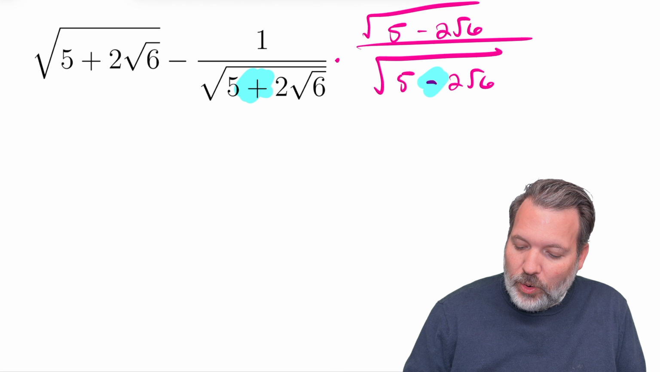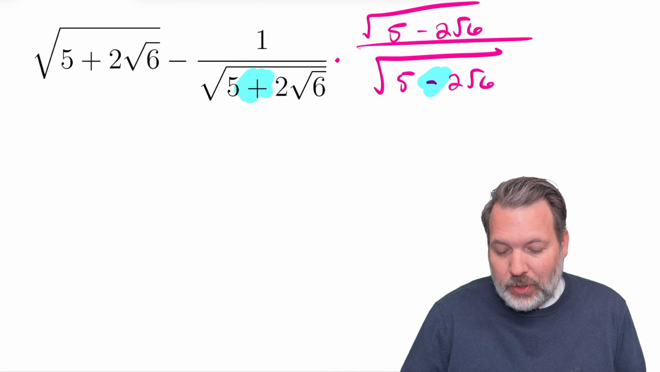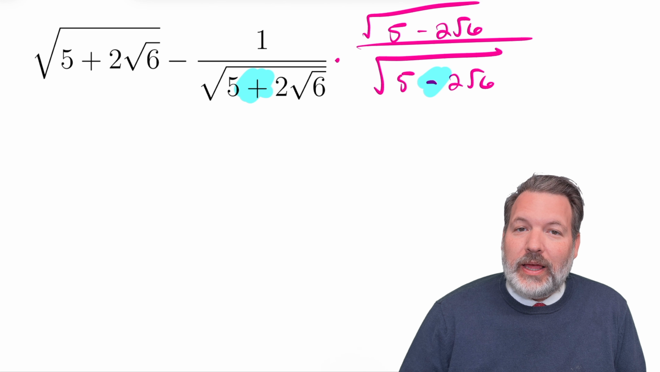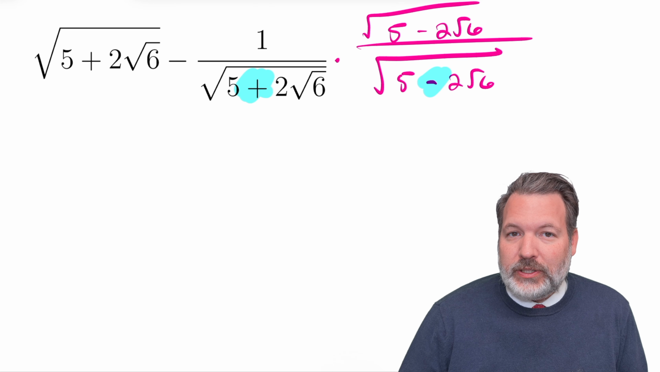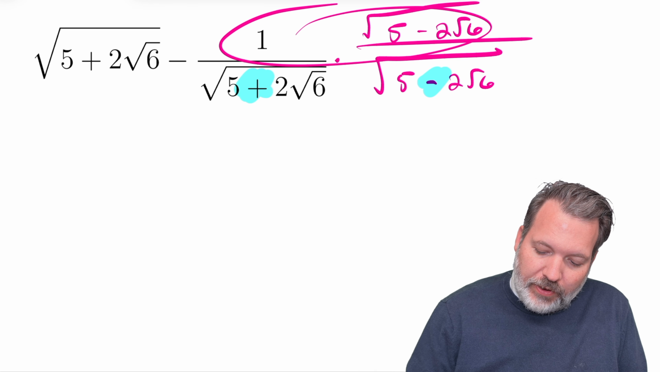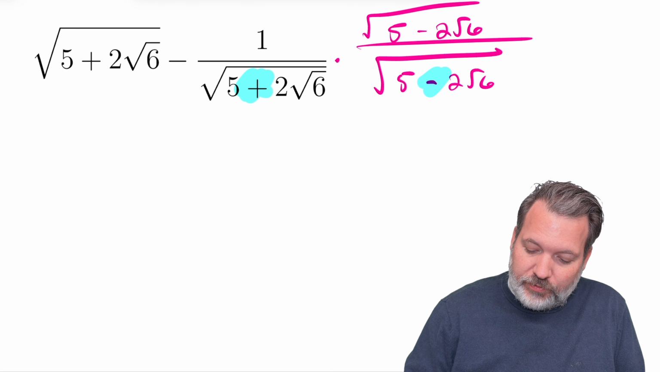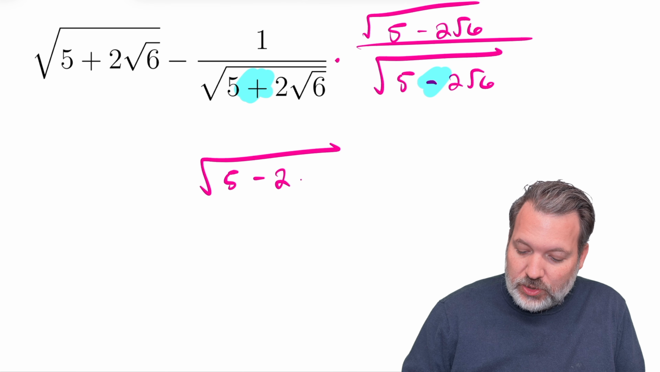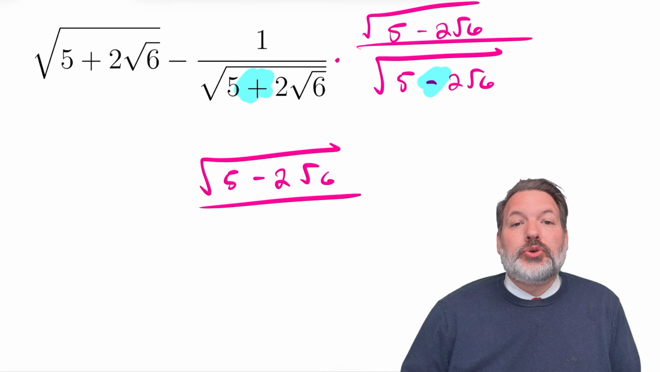These pairings are what we call conjugate pairings, though strictly speaking, because of the square root here, these actually aren't conjugates, but they are functionally going to act like conjugates for us. In the numerator, simple enough, we have 1 times something, which of course just always is the something. So the numerator is going to be the square root of 5 minus 2 root 6.